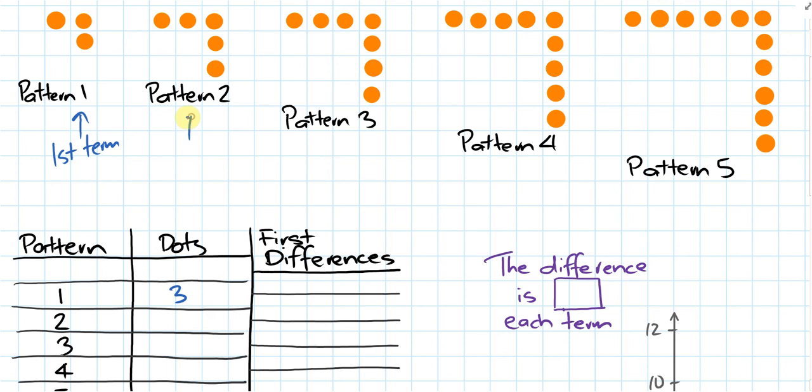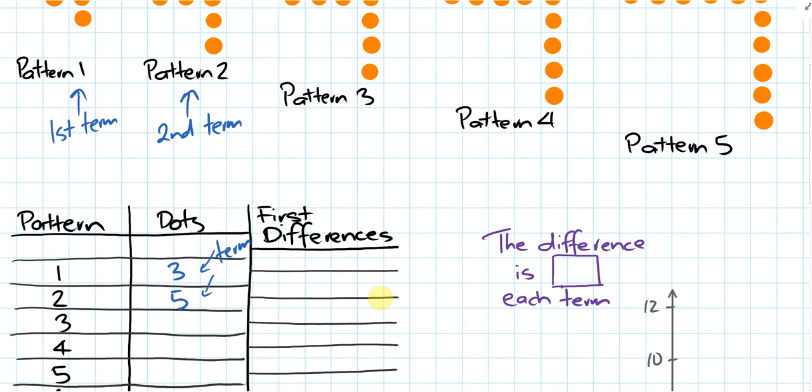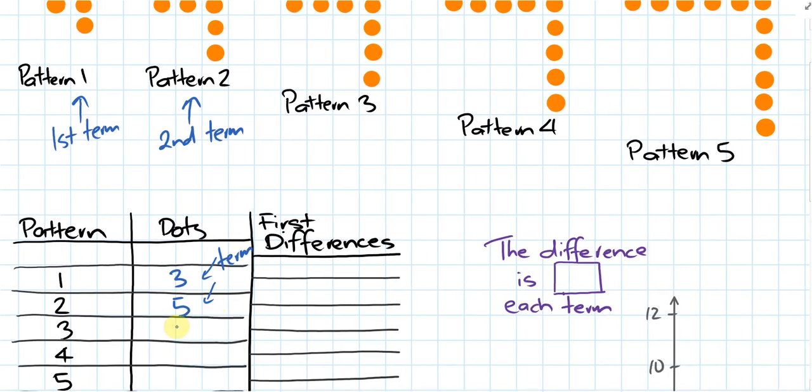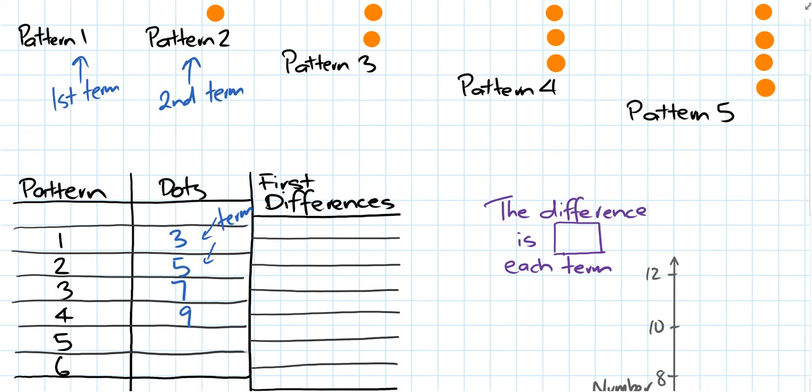Pattern number 2 would be called the second term. So the second term has how many dots in it? It has 5. So each of these numbers here is called a term. So the third term would be 7. So just counting the dots. The fourth term, or in the fourth pattern, we have 9 dots. And then you can just continue. You can sort of see that we're adding 2 each time.